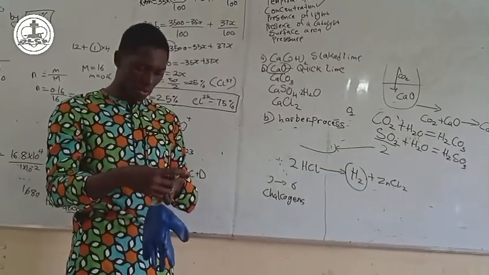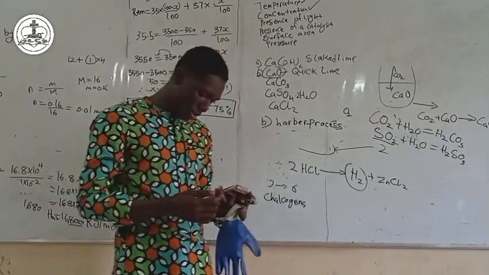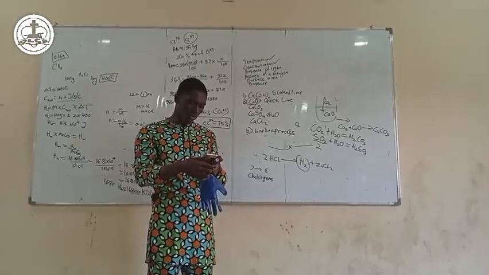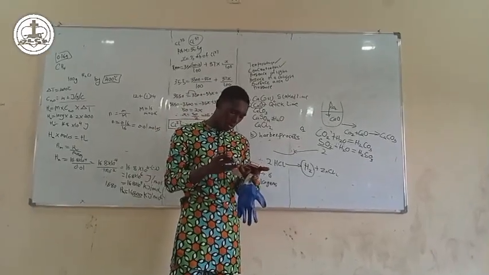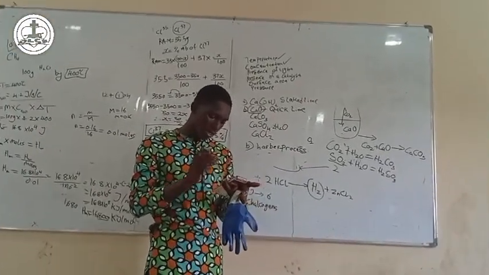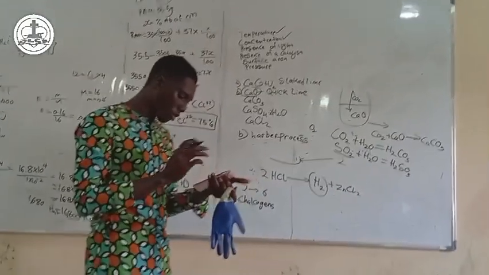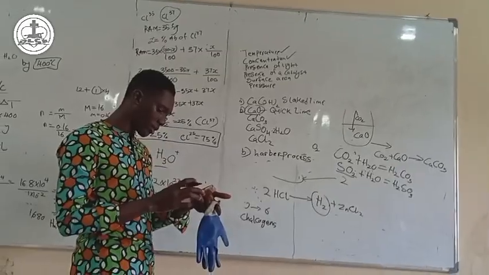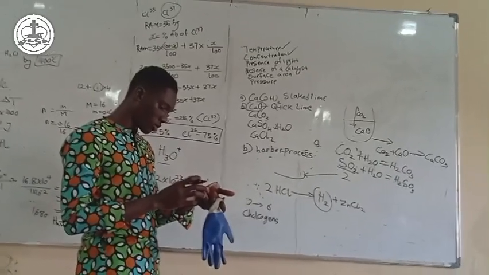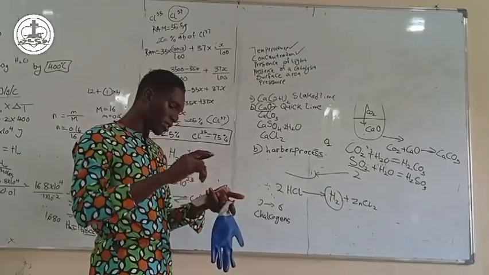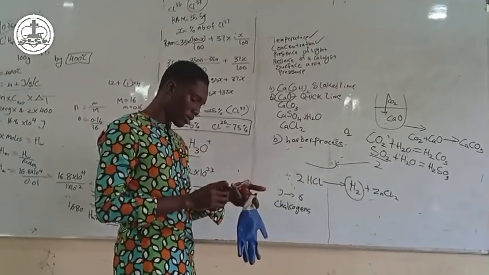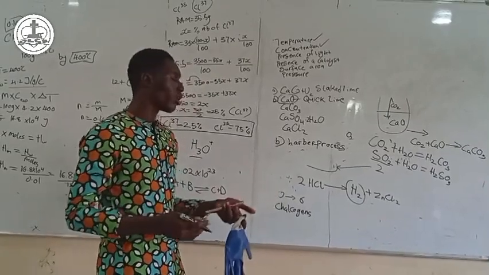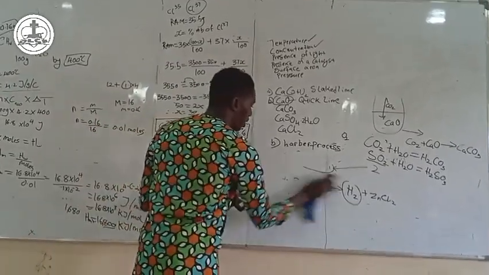Now, moving to the last question, number 60. It says, which of the following is not an allotrope of carbon? A, diamond; B, graphite; C, Buckminster fullerene; D, all of the above; E, none of the above. So which of these is not? The right answer is none of the above, because these are all allotropes of carbon.